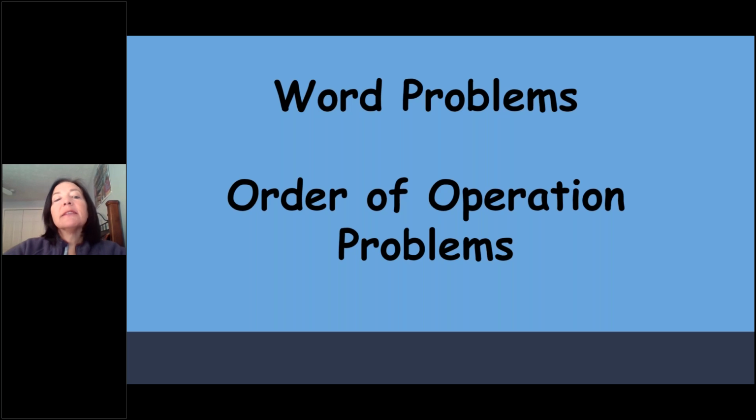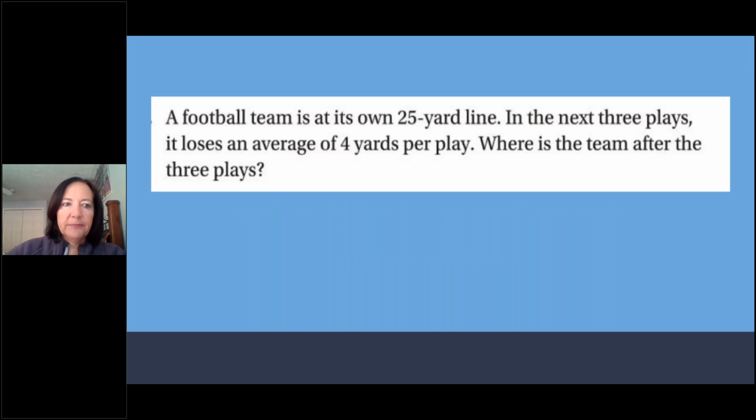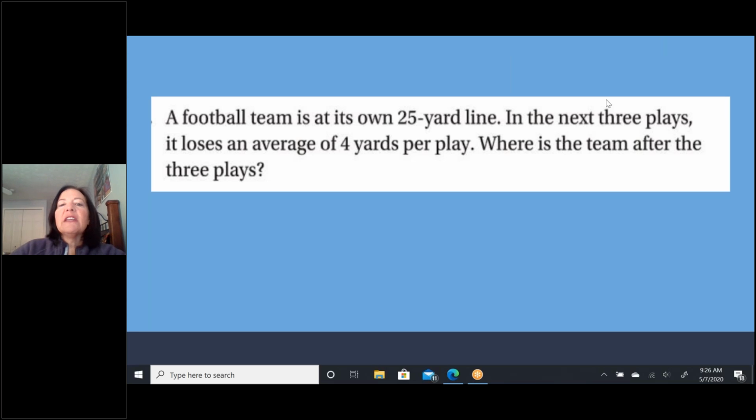Now we're going to practice some word problems. Oh, and I said order of operations. We won't be doing order of operations today. It wound up being way too many problems. Okay, our first word problem says, a football team is at its own 25-yard line. In the next 3 plays, it loses an average of 4 yards per play. Where is the team after 3 plays?